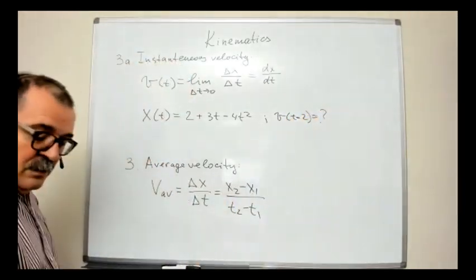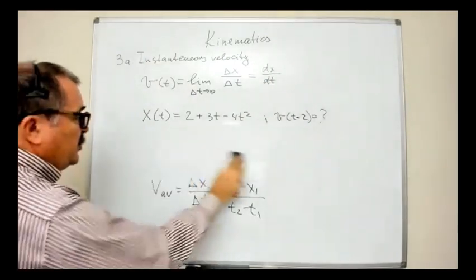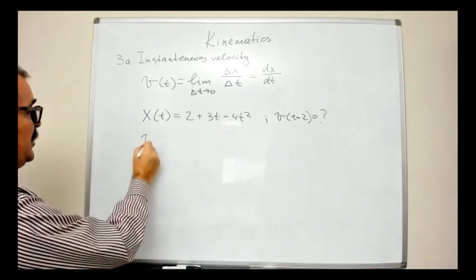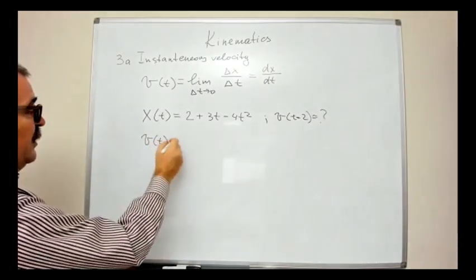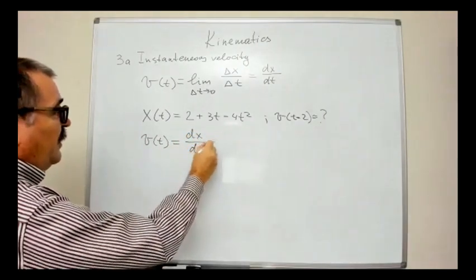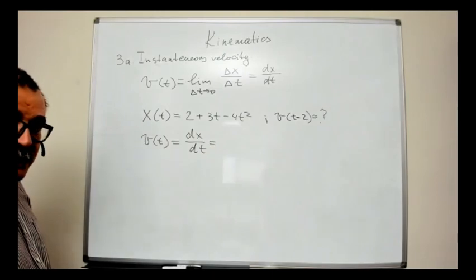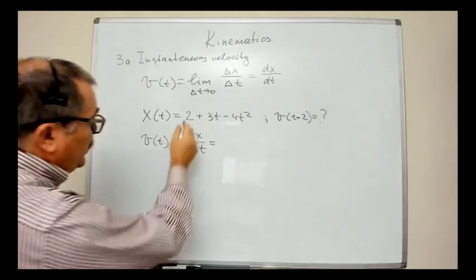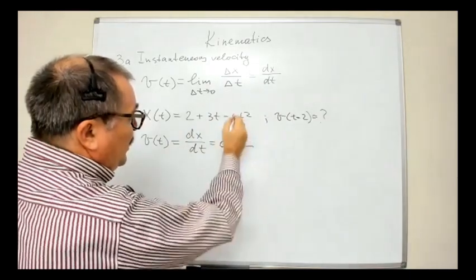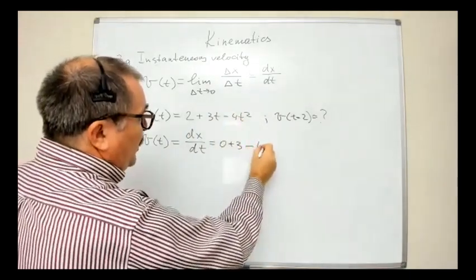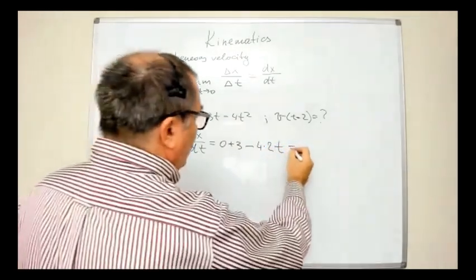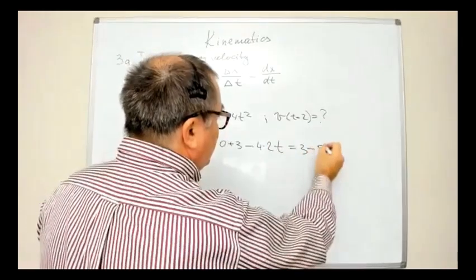Well, this is an exercise from calculus. You have to find the first derivative of this function. So velocity at time t is dx over dt. Now we have to take the first derivative of this expression. This is a constant, gives us 0. That gives us 3. And that gives us minus 4 times 2t. Right, and then we're getting 3 minus 8t.